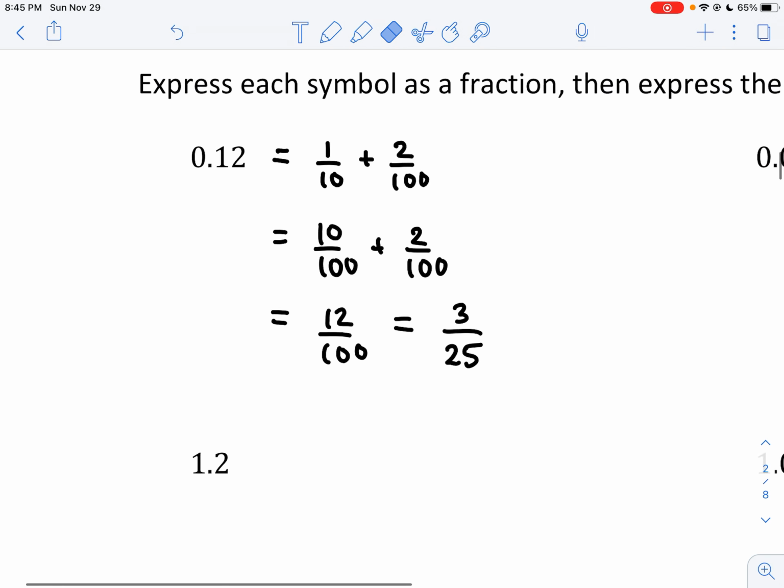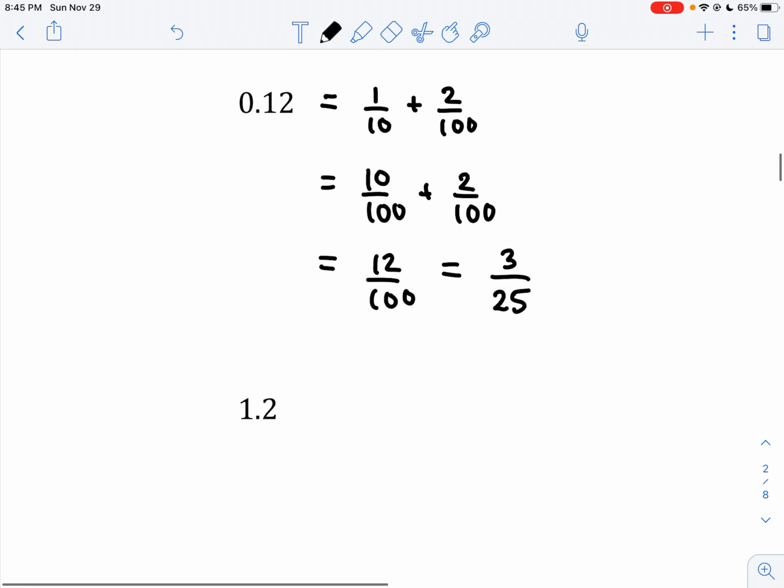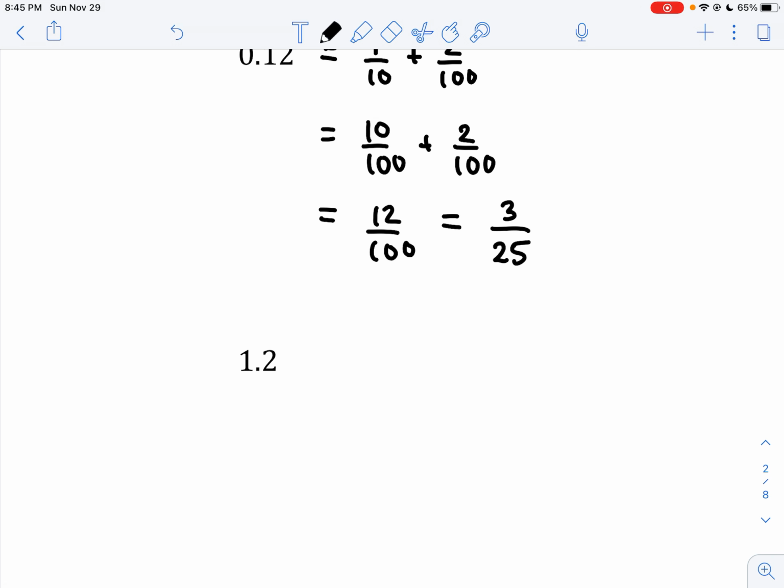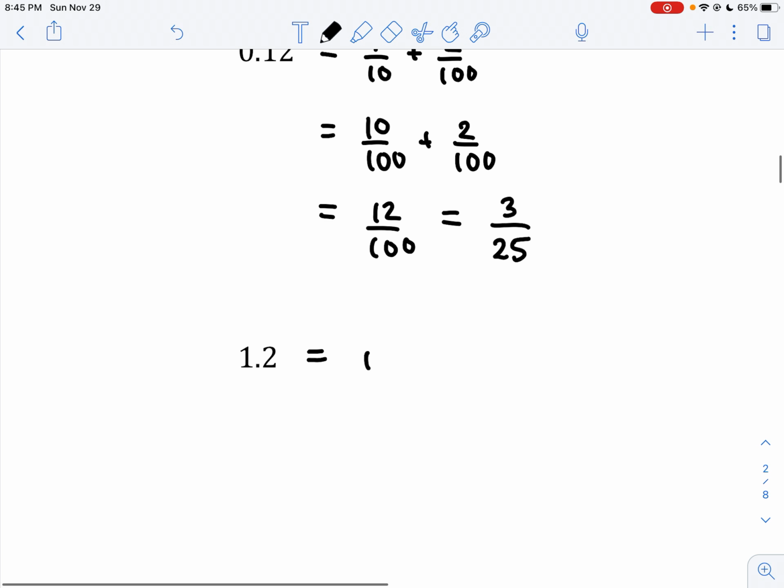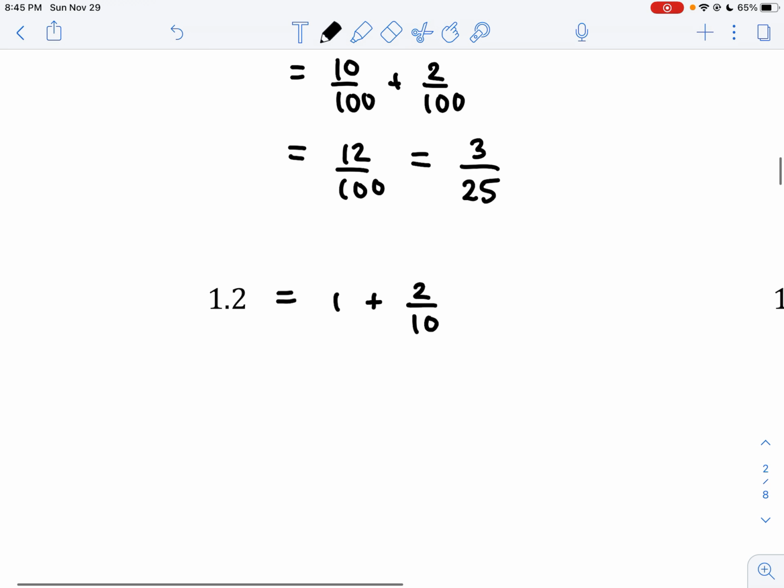All right, back to our work. Here we have a mixed number, because it's part whole and part fraction. The way to read 1.2 is literally 1 and, so plus 2/10. So we have 1 and 2/10.